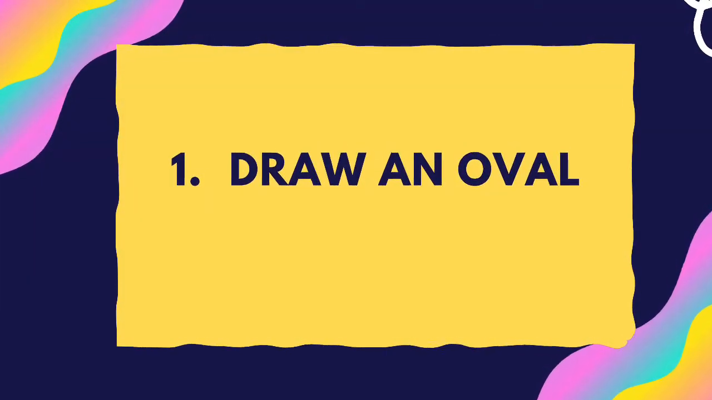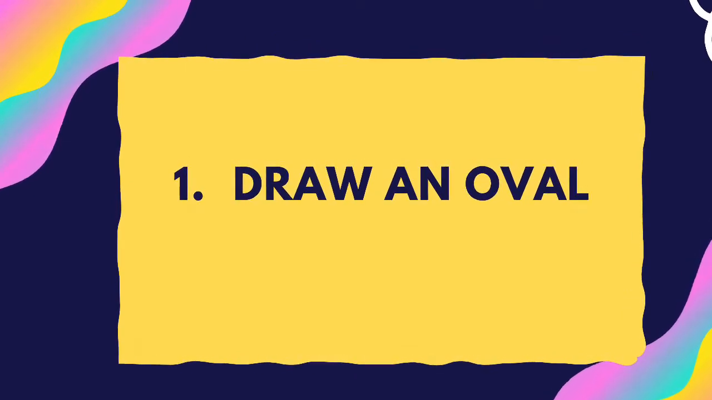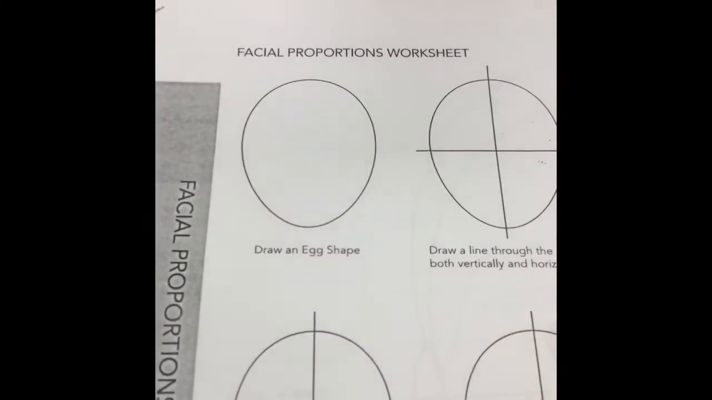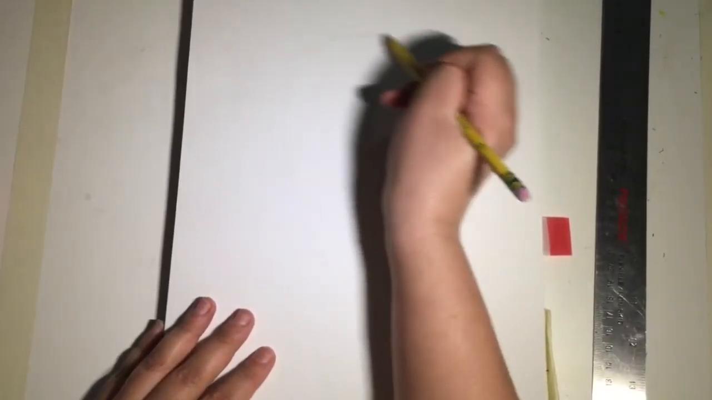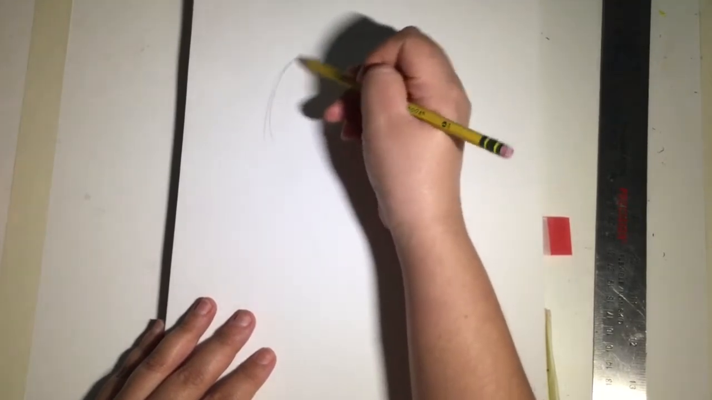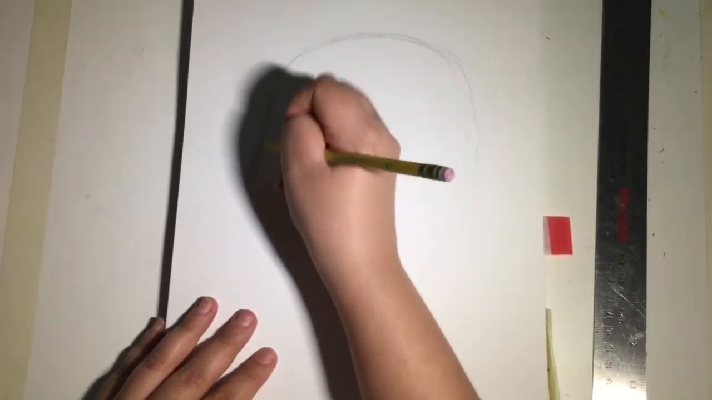Step 1. Draw an oval on the paper. Make sure to draw your oval large enough on the page so you will be able to add the details of the face.